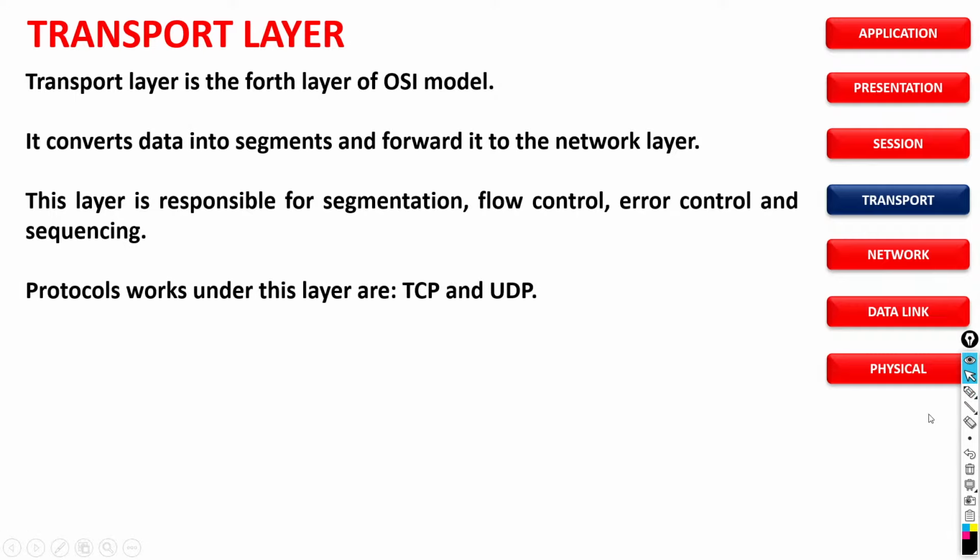Next, the protocols that work under this layer are TCP and UDP. As we know, these two are the protocols responsible for sending data, right? Data will travel either in TCP or UDP, transmission control protocol or user datagram protocol. Now, if you don't know the difference between TCP and UDP, there is a dedicated video on my channel. You can go and watch it later.